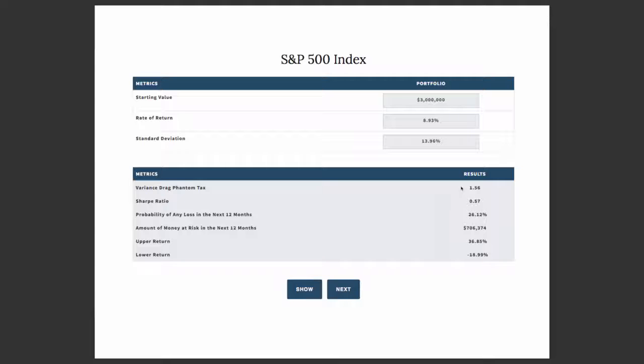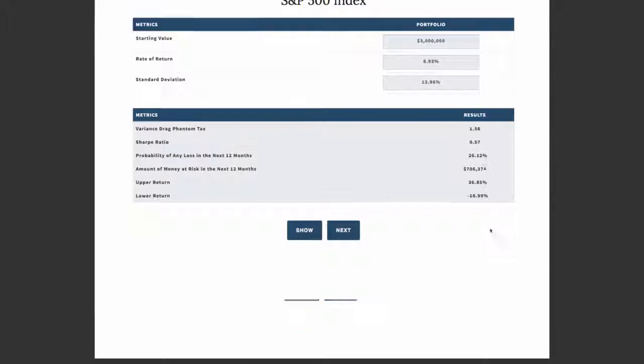You have way too high a probability of a loss in the next 12 months, 26%. And on $3 million, if you happen to have had that, and you can calculate it based on whatever number you have, if you had put it in the S&P 500, the amount of money at risk based on historical data is $700,000. But here's the key. You have just as good a chance of losing 20% in the next 12 months as you do making about 40%. That's too big a range. You want to narrow that range.